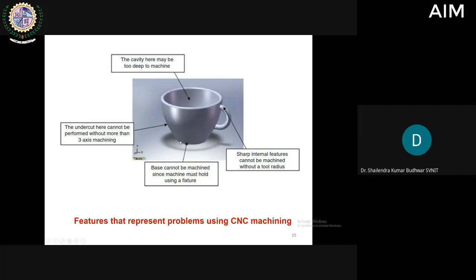You need to design a fixture to hold this type of part. And there are sharp internal features that cannot be machined without a tool radius. So it is difficult to manufacture such a part by using a CNC machine, but it can be easily fabricated by using a 3D printing technique.